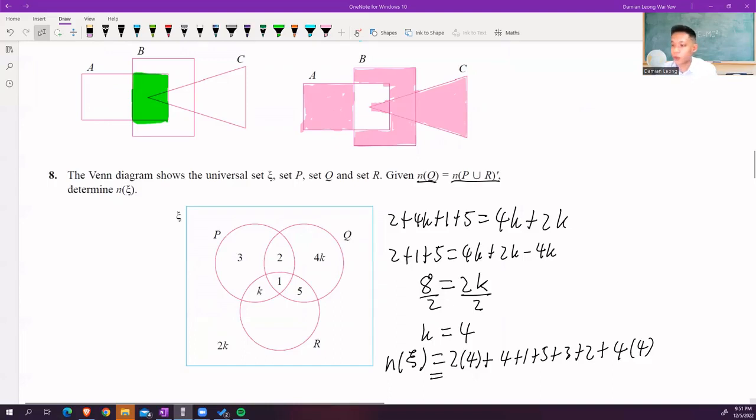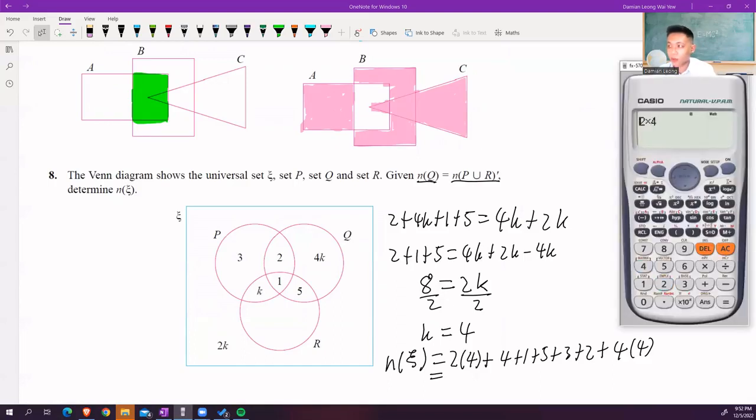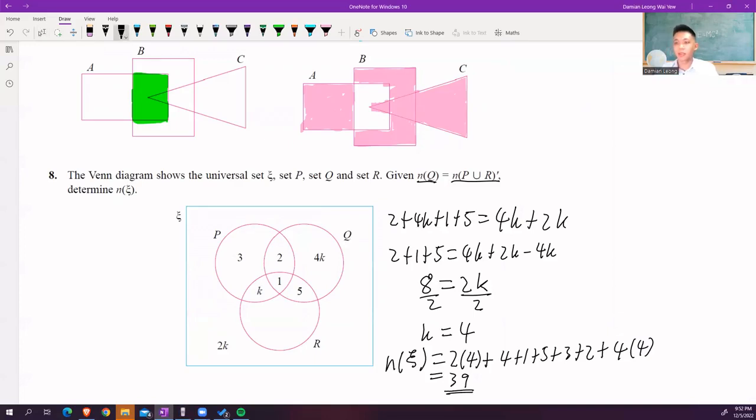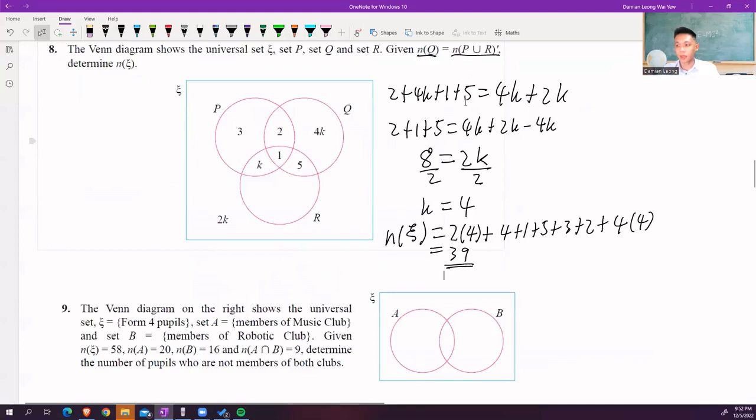Okay, again, feel free to use a calculator. 2 times 4 plus 4 plus 1 plus 5 plus 3 plus 2 plus 4 times 4. And I get 39. Yeah, the answer is 39. That's for question 8 here.